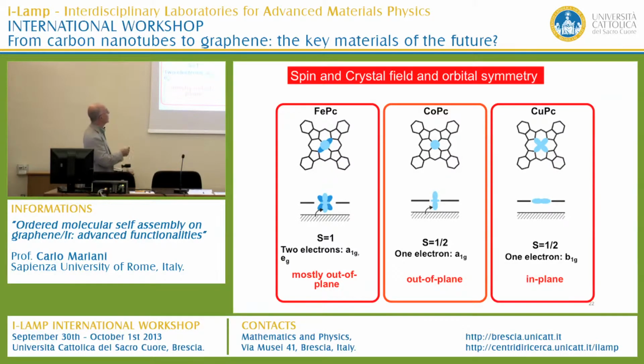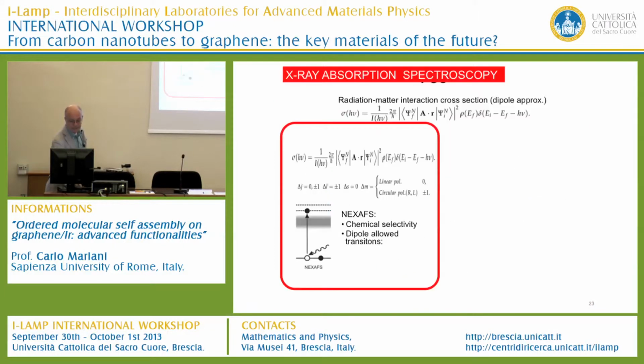On the other hand, cobalt phthalocyanine has orbitals oriented perpendicular to the surface as well, which possess a magnetic moment, and copper phthalocyanine presents a magnetic moment as well, but only oriented parallel to the surface. So we have mostly out-of-plane magnetic orbitals, out-of-plane, in-plane. But today I will show the main results concerning iron phthalocyanine.